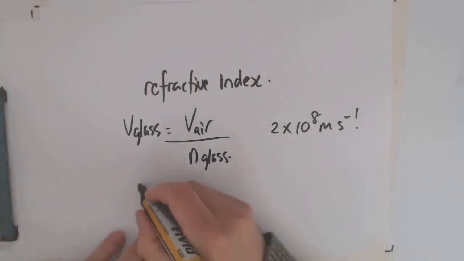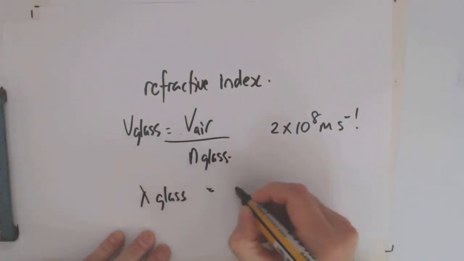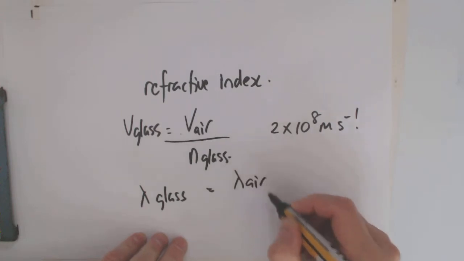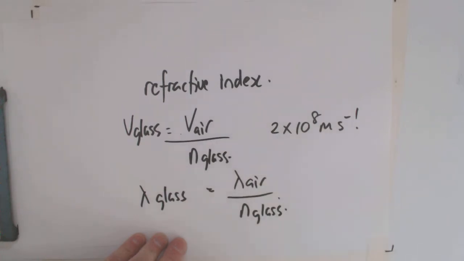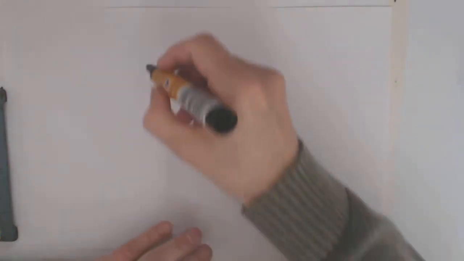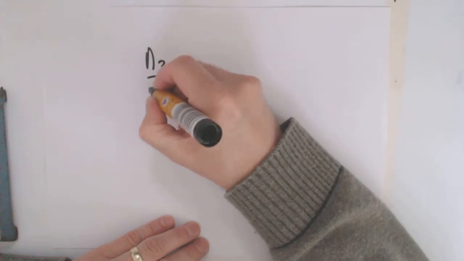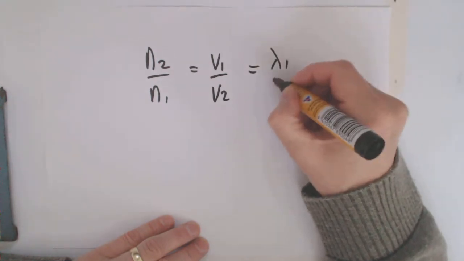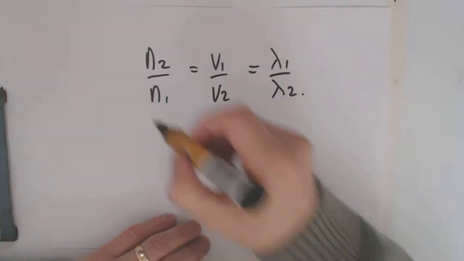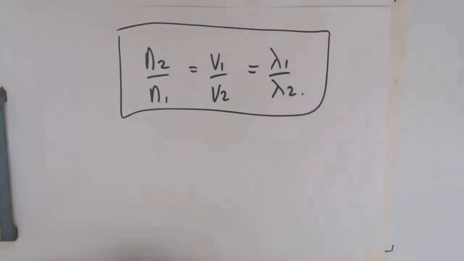Same with wavelength. If you want to know the wavelength in glass, you just take the wavelength in air and divide it by the refractive index of glass. So refractive index tells you how much the wavelength changes and how much it slows down. And we end up with some formulas that you get given, which are like this. And these you should remember.